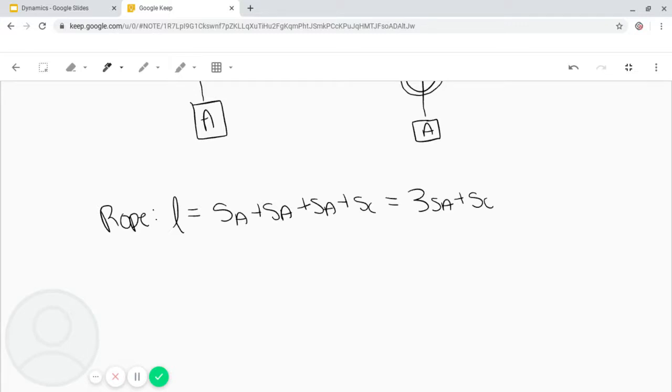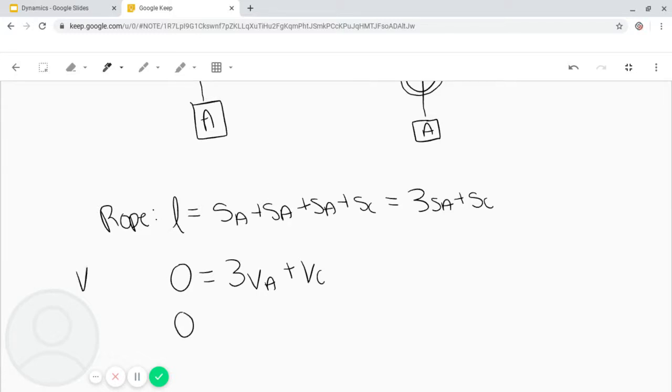So that would be 0 because the length is constant. So length is 0. And then we would simply differentiate SA. So that would be 3VA plus VC. And that's our velocity. And then we can do it one more time for acceleration.